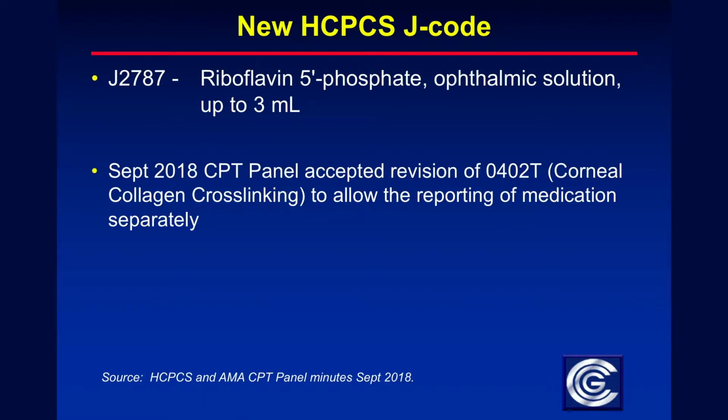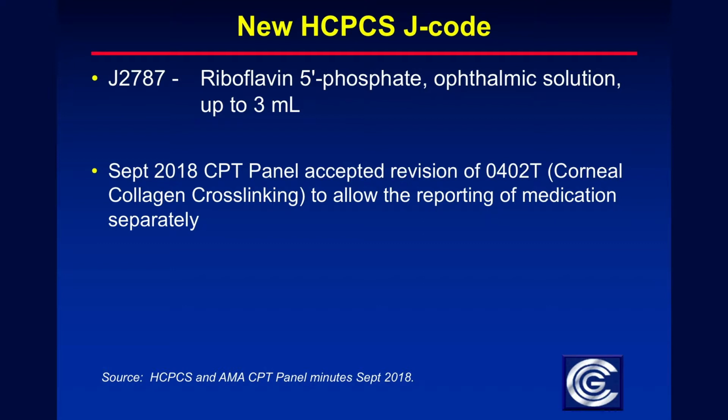In 2017, Avedro made an application for a new HCPCS J-code for Photrexa, which is used during corneal collagen cross-linking for keratoconus and ectasia. In November 2017, the HCPCS committee rendered a decision which was unfavorable. Subsequently, during a reconsideration of the application, a new J-code was approved after the professional societies appealed. The new code is J2787. The AMA's CPT panel added a parenthetical instruction to the 2019 manual that permits separate reporting of the medication.